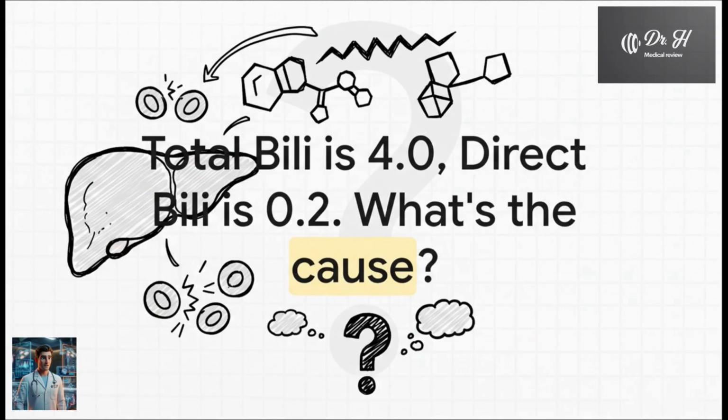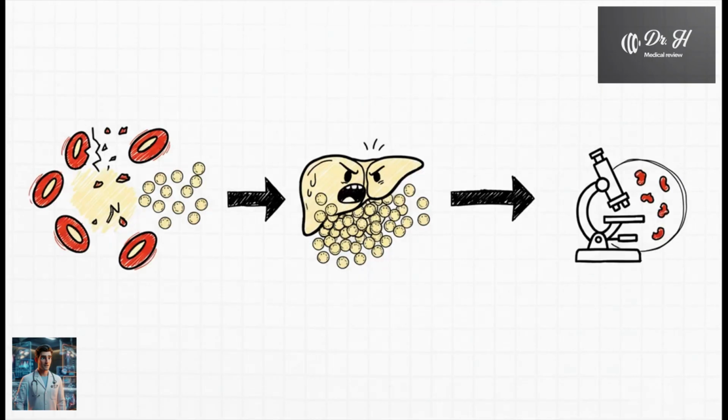All right, last one. Look at the ratio here. The total bilirubin is 4.0, but the direct bilirubin is only 0.2. What is that massive amount of unconjugated bilirubin screaming at you? It's pointing straight to a prehepatic cause, almost certainly hemolysis. The liver's fine, it's just being totally overwhelmed by all the bilirubin from red blood cells breaking down. Time to check a blood smear.